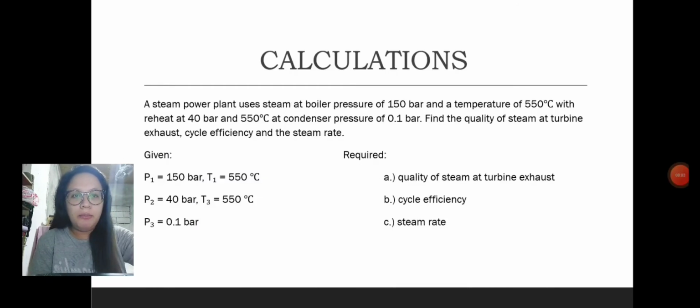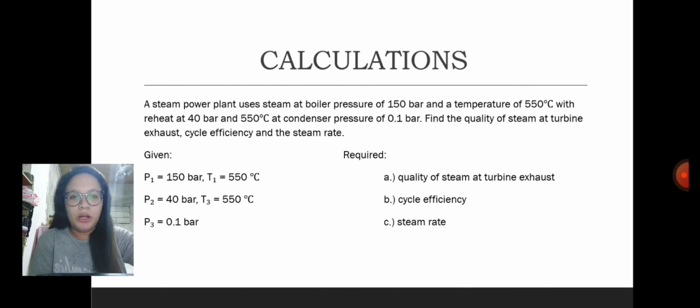Calculations. A steam power plant uses steam at boiler pressure of 150 bar and a temperature of 550 degrees Celsius with reheat at 40 bar and 550 degrees Celsius at condenser pressure of 0.1 bar. Find the quality of steam at turbine exhaust, cycle efficiency, and the steam rate.